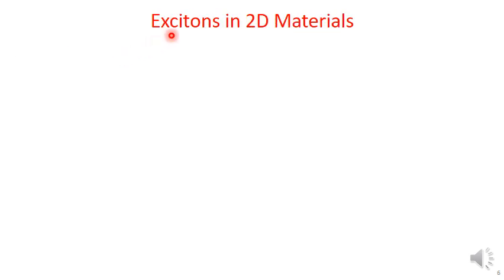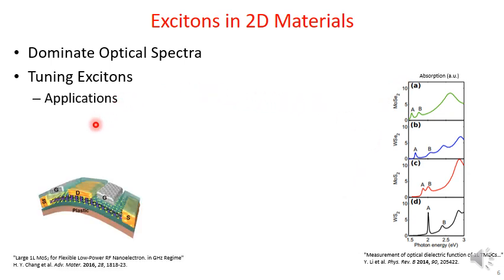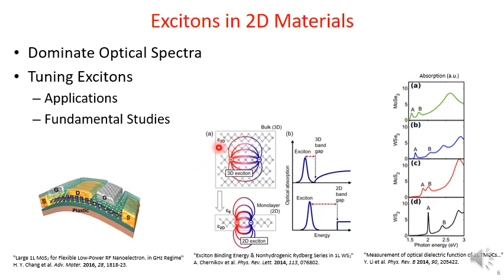Let's start with excitons in two-dimensional materials. Excitons dominate the optical spectra in two-dimensional materials, and because of that, people have closely inspected them. Tuning the excitons has been important for applications as well as for fundamental study.